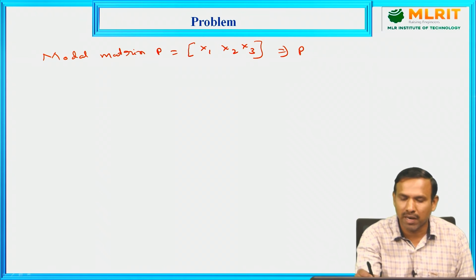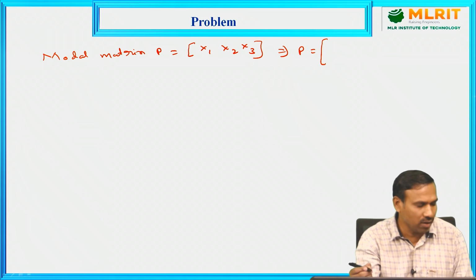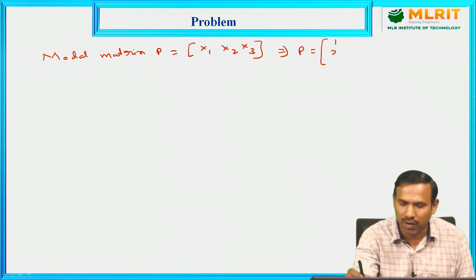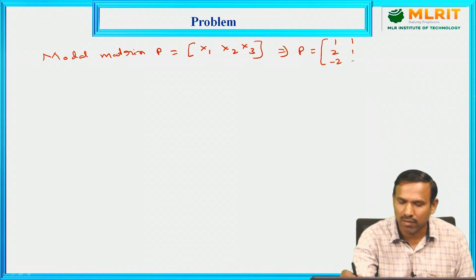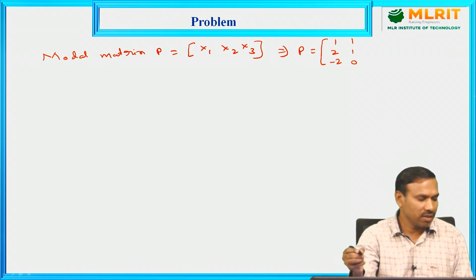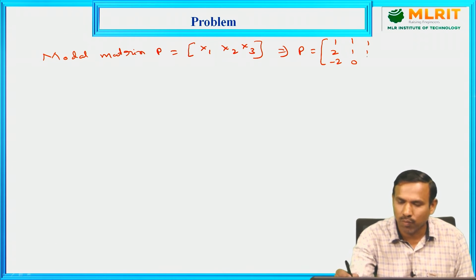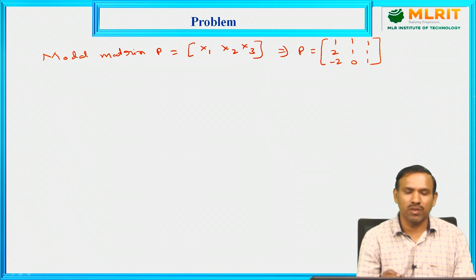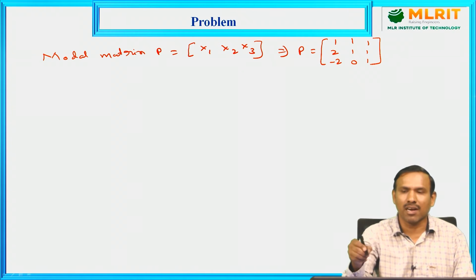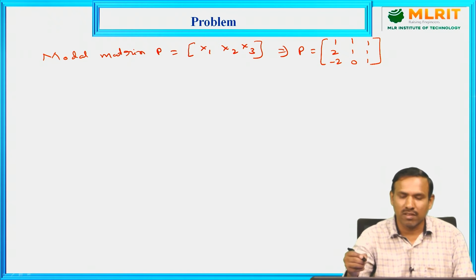So what is the model matrix P? The first eigenvector, which we have just found, is 1, 2, minus 2. The second eigenvector is 1, 1, 0, as the second column. The third eigenvector is 1, 1, 1, as the third column. So this is P. Model matrix means it consists of all the eigenvectors as the columns, right? So this is the model matrix P.